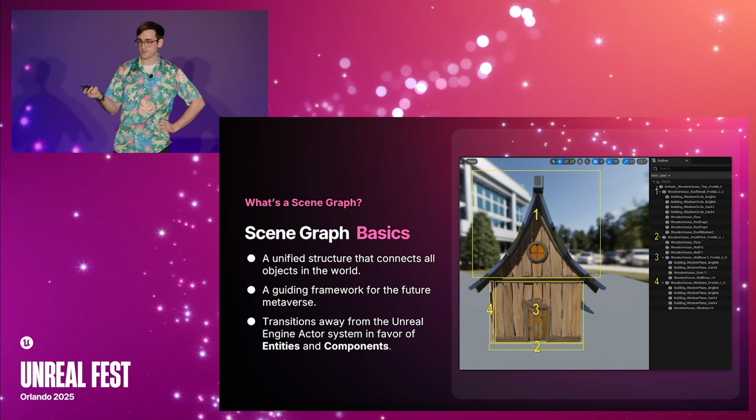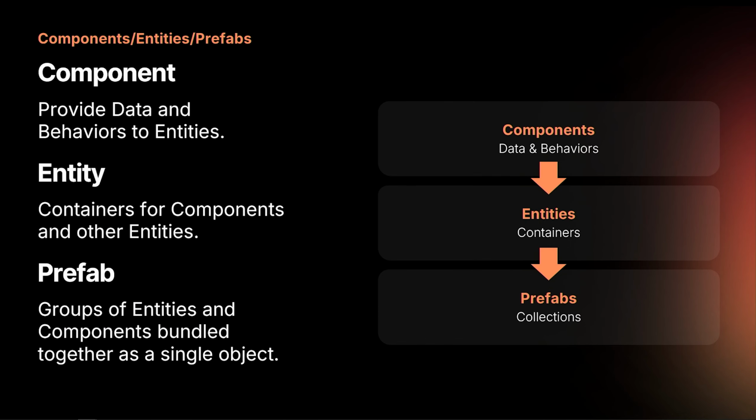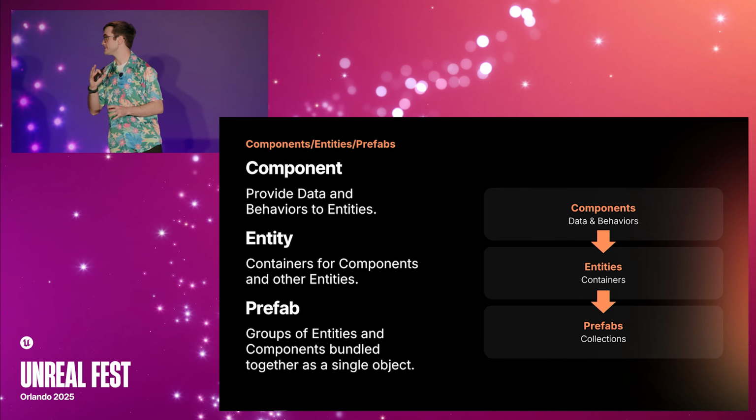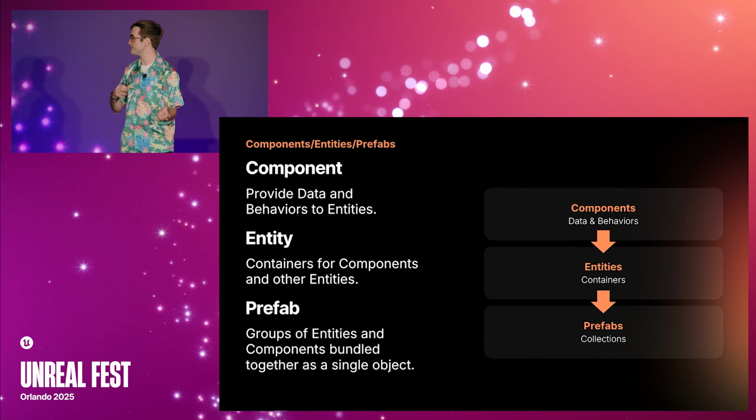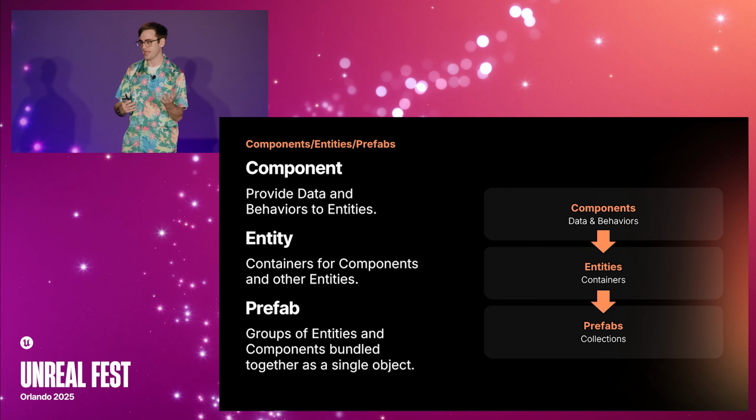Now, the really big important thing for you to know about is that we're going to be transitioning away from the Unreal Engine actor system in favor of a new system of entities and components. What's that? So we'll start with talking about entities. Entities are basically just containers, right? You should think of them as an empty box. They start out with nothing in them. They're just an object. That's it. But entities can act as containers both for entities and for components. What's a component? Well, it's something that provides data and behavior to that entity, right?